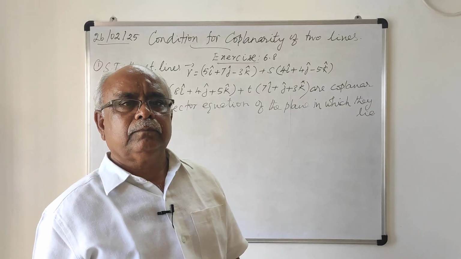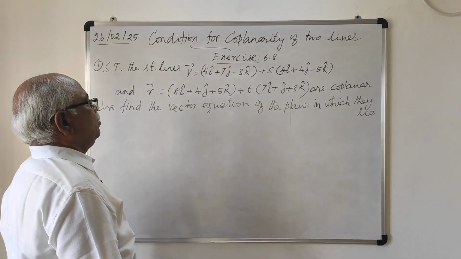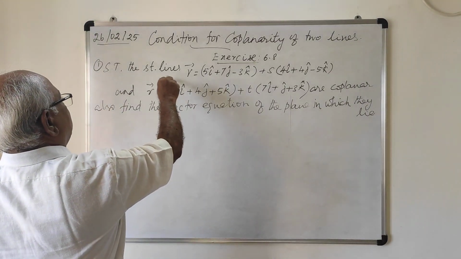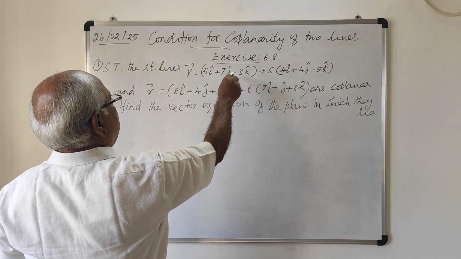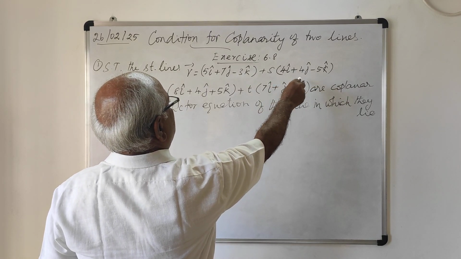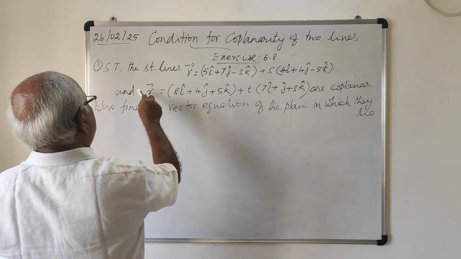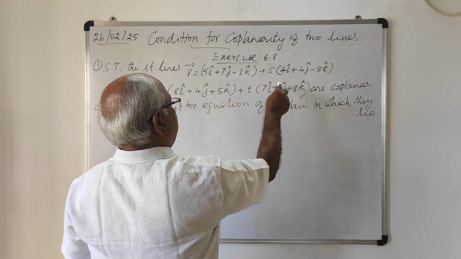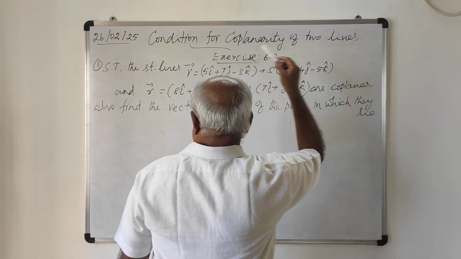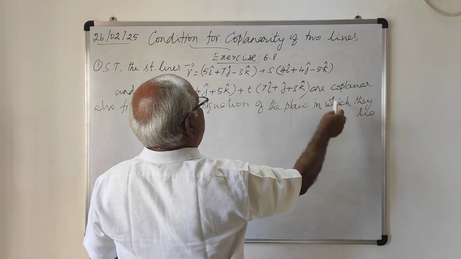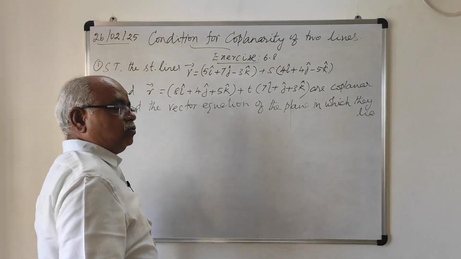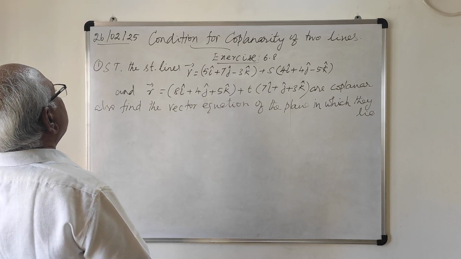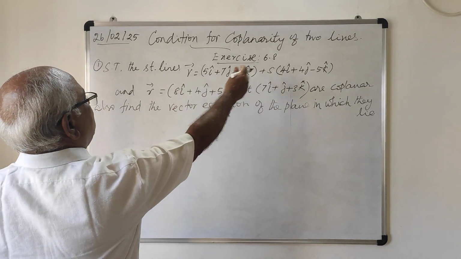Now I am going to solve one problem for the coplanarity of two lines. Show that the straight lines r = 5i + 7j minus 3k + s(4i + 4j minus 5k), one line, and the other line r = 8i + 4j + 5k + t(7i + j + 3k) are coplanar, and also find the vector equation of the plane in which these two straight lines lie.